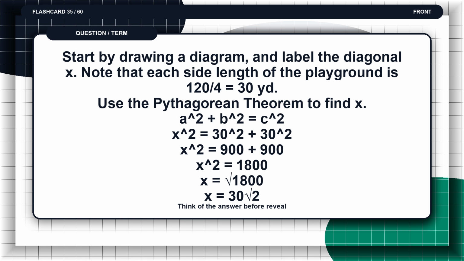A squared plus b squared equals c squared. x squared equals 30 squared plus 30 squared. x squared equals 900 plus 900. x squared equals 1800. x equals the square root of 1800, x equals 30 root 2. Think of the answer before the reveal.